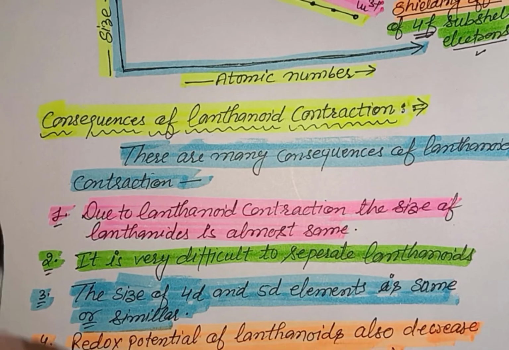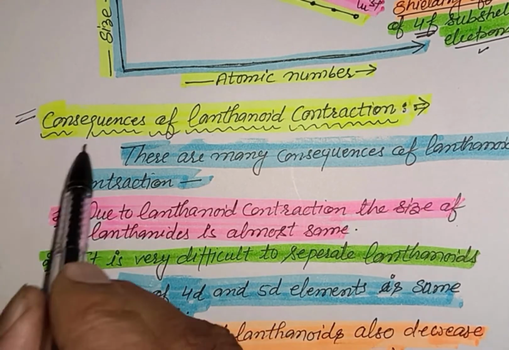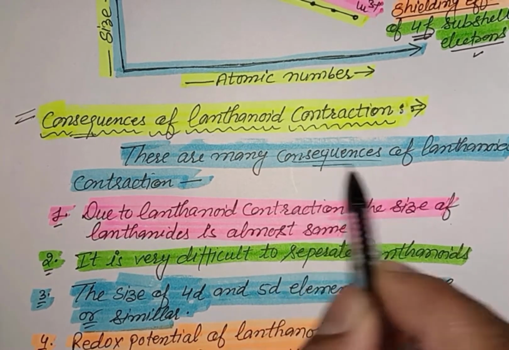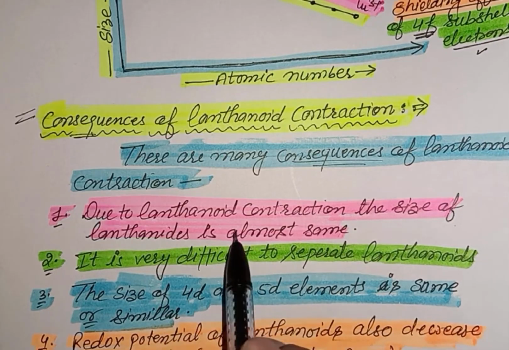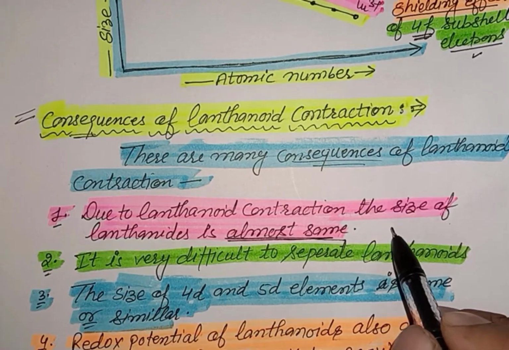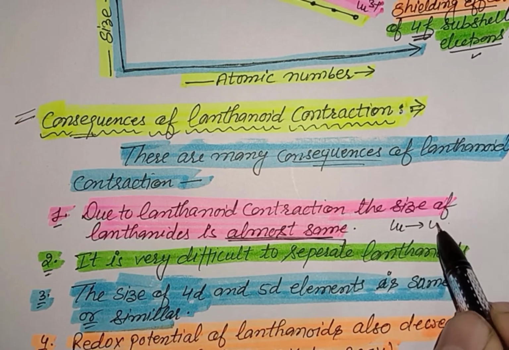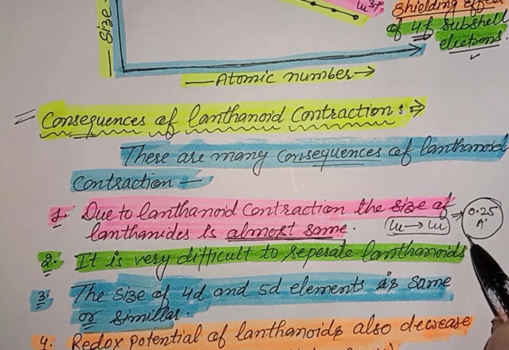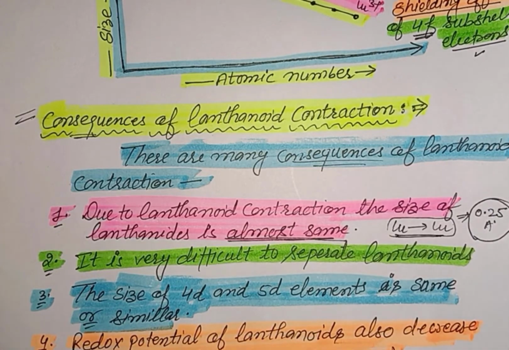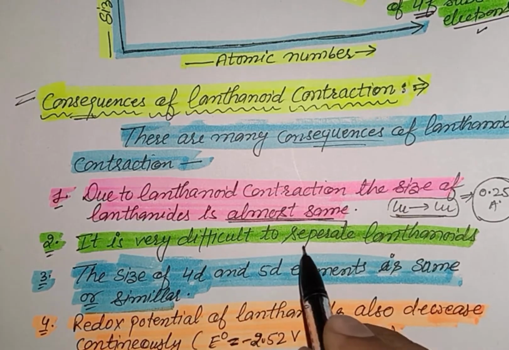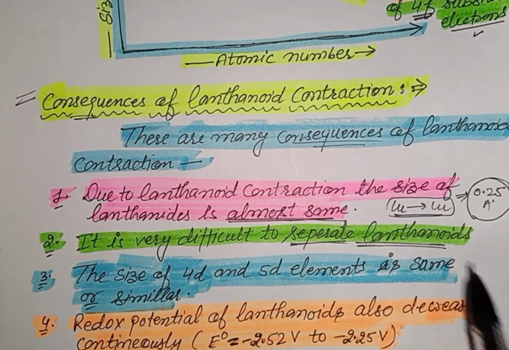The next one is the consequences of the lanthanoid contraction, meaning the effects of the lanthanoid contraction. Lanthanoid contraction has many consequences. The first one is, due to the lanthanoid contraction, the size of all the lanthanoids is almost the same. As we know, from lanthanum to lutetium there is only a decrease in size of 0.255 angstrom, which is very small, or I can say almost negligible. The second consequence is that because of the same size, it is difficult to separate the lanthanoids from each other.